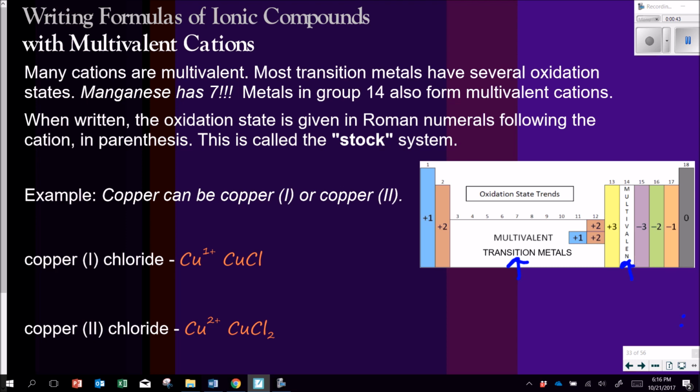When written, the oxidation state is given in Roman numerals following the cation in parentheses. This is called the stock system. So for example, copper can be copper 1 with Roman numeral 1 or copper 2 with Roman numeral 2. This means that copper 1 has an oxidation state of +1 or a charge of +1, and copper 2 has an oxidation state of +2 or a charge of +2.